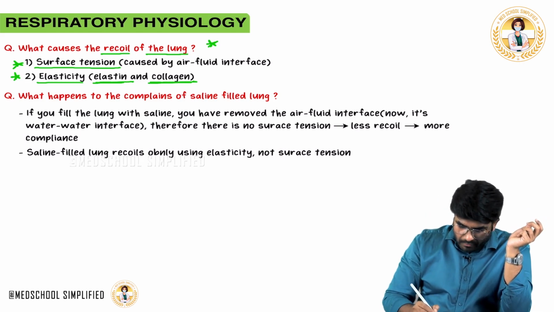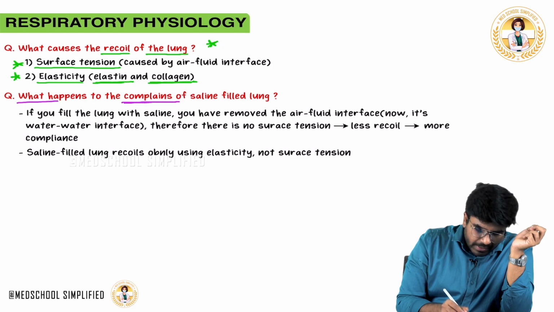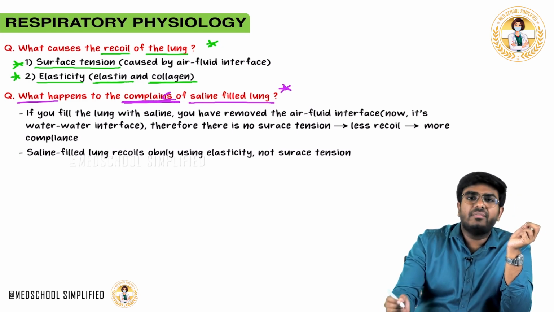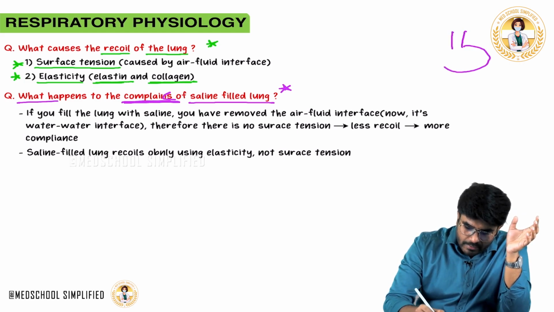Now, here is a question. What happens to the compliance? This is compliance, COMPLIANCE. This is a spelling mistake, please correct it. What happens to the compliance of a saline filled lung? Here is the alveolus. Now what you are doing is filling the entire lung with saline. Just think logically and tell me what happens to the compliance.